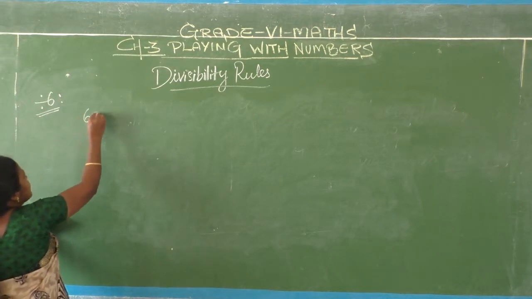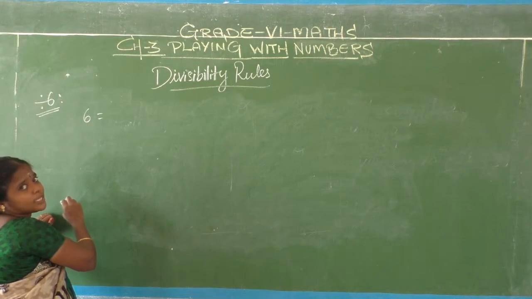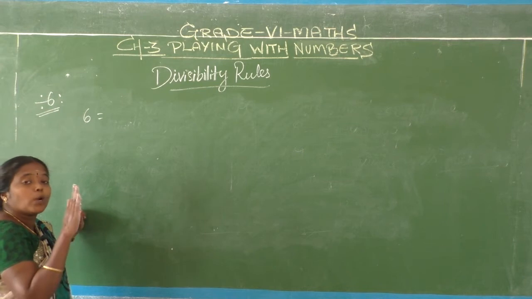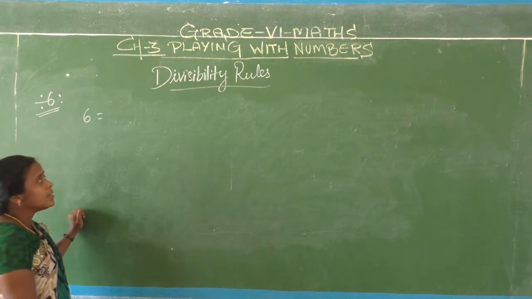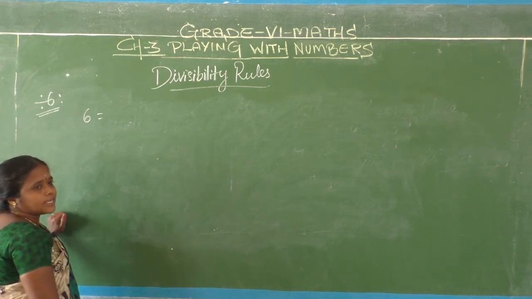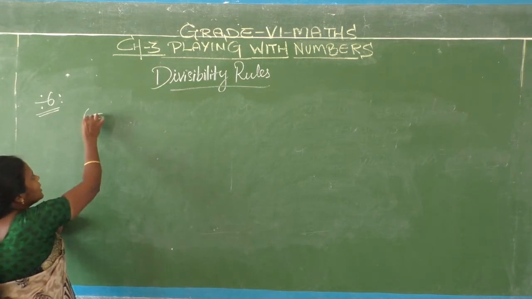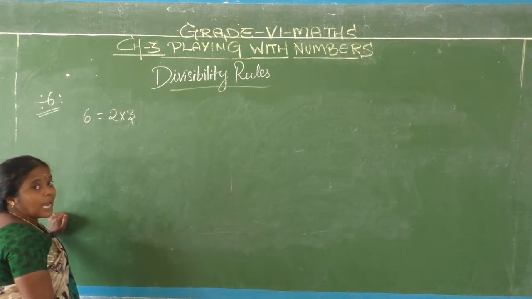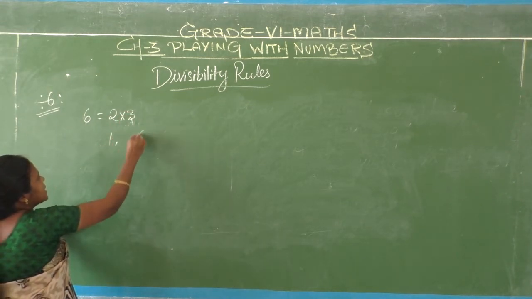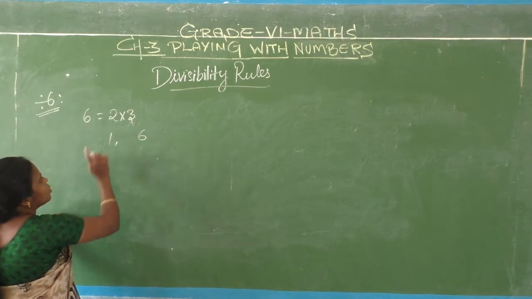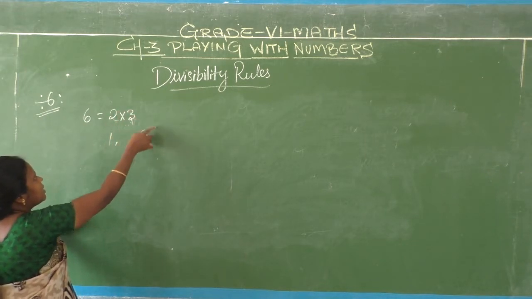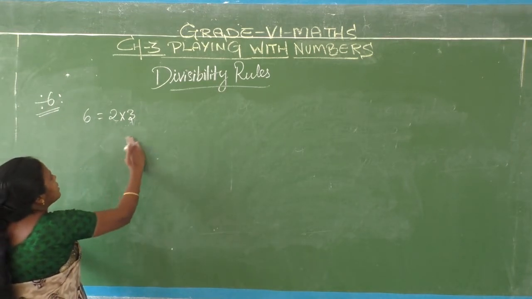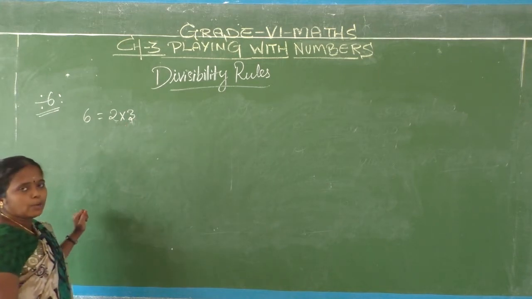What are the factors of 6, especially the prime factors? What is a prime number? Just now we have seen, no? Prime numbers have only 2 factors. For example, 2, 3, 5, etc. So what are the prime factors of 6? 2 times 3 is 6, and 1 times 6 is 6. So 1, 2, 3, 6 are the factors of 6. But especially the prime factors are 2 and 3 only.